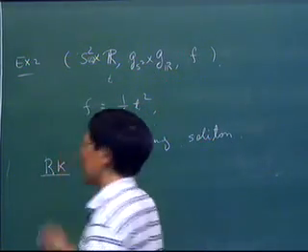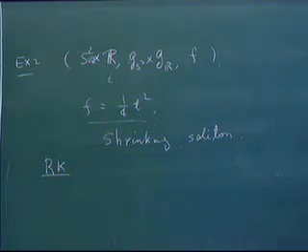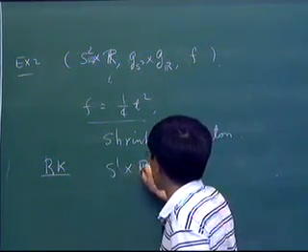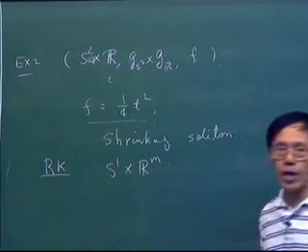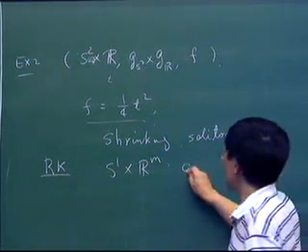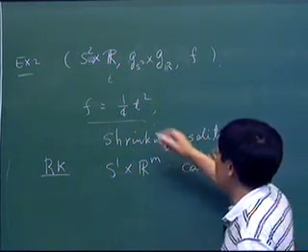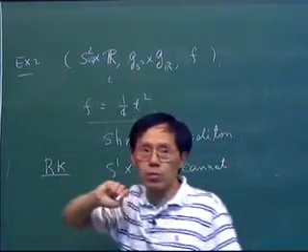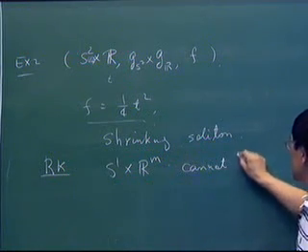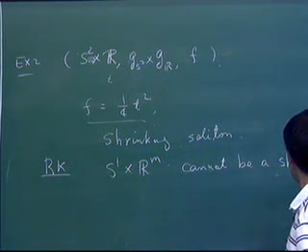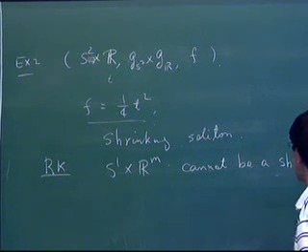By the way, I will prove that maybe in the second lecture. I will prove that this one cannot be a shrinking soliton. It's naturally asked why you begin with S2, not S1.